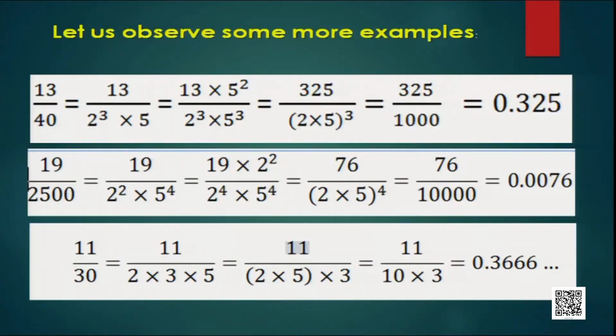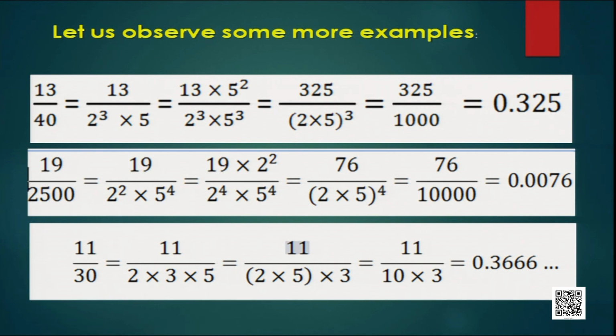Let us observe some more examples. 13 by 40. In the rational expression 13 by 40, we find the denominator is 40, which can be split into its prime factors as 2 to the power 3 into 5. Here 2 to the power 3 and here 5 to the power 1 is there. To make both the powers 3, I multiplied by 5 to the power 2 in the denominator.